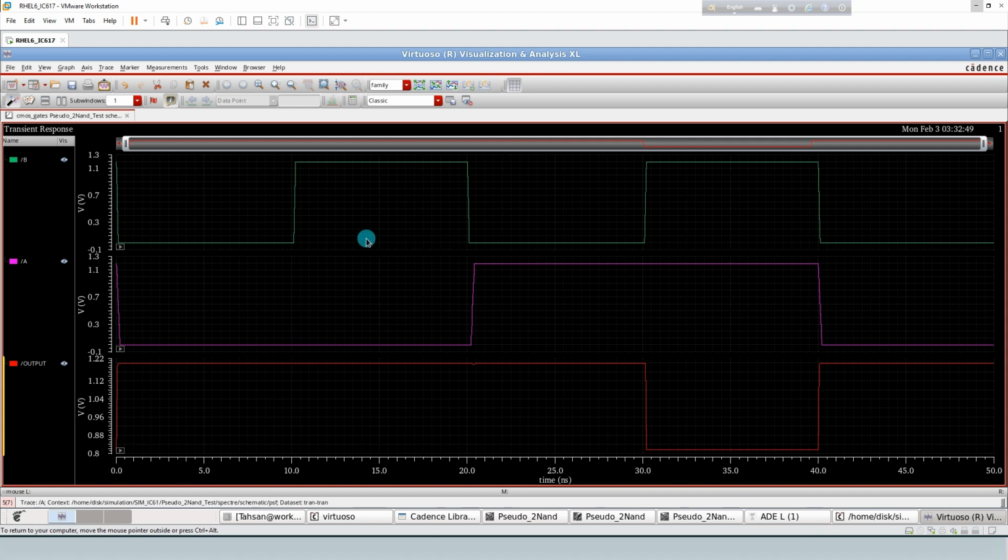Show that when two inputs are high, the output is low, and when two inputs are low, the output is high, and for the other combinations the output is high.